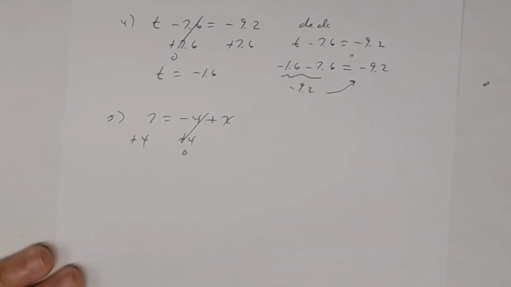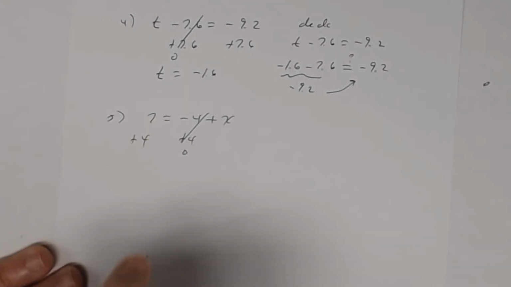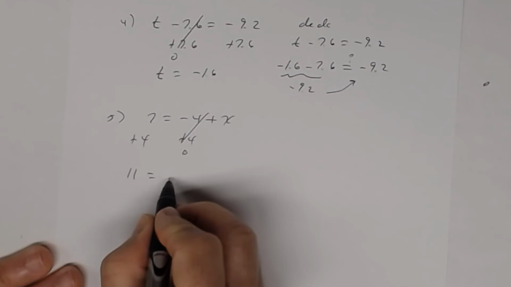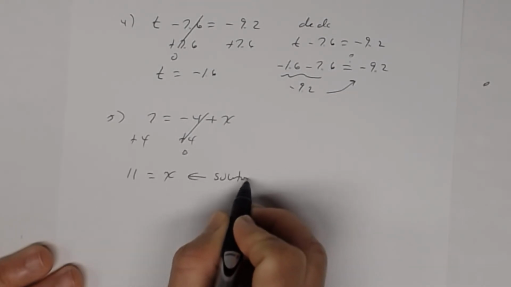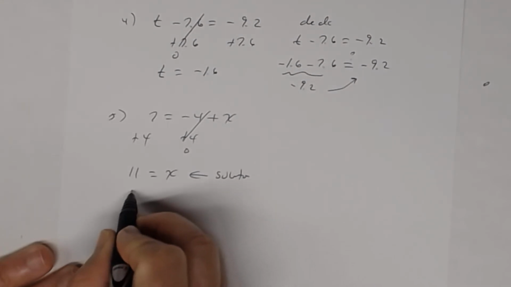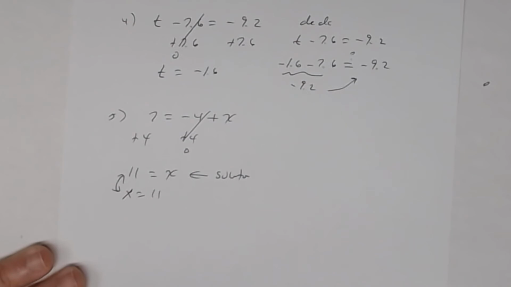Plus 4, okay? And then 7 plus 4 is 11, so I got 11 equal to x. And so that will be your solution. You can say 11 equals x, or you can say x equals 11. It does not matter.